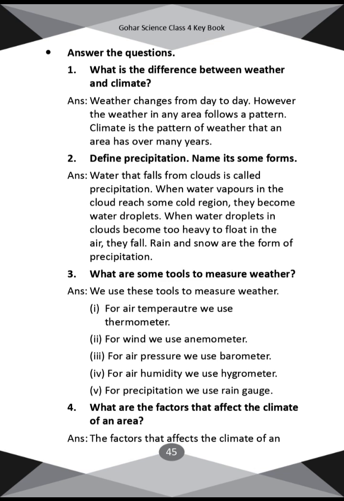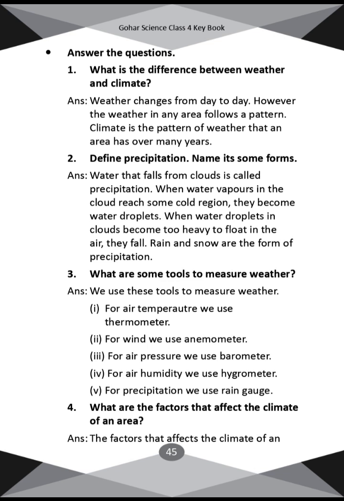2. Define precipitation. Name some of its forms. Answer: Water that falls from clouds is called precipitation. When water vapors in the cloud reach some cold region, they become water droplets. When water droplets in clouds become too heavy to float in the air, they fall. Rain and snow are forms of precipitation.